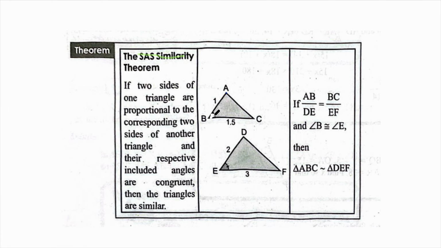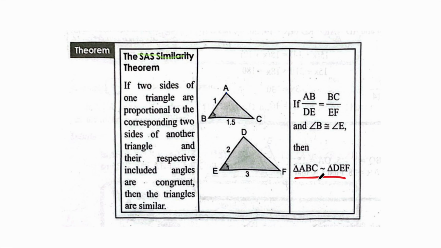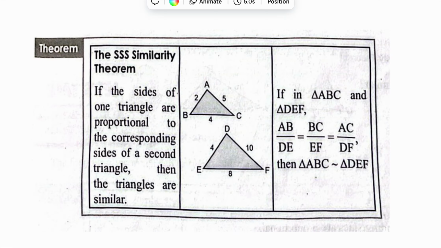angles, like in here, they have the same or congruent angles, then we can finally say that these two triangles are similar. Okay? When the proportion or the ratio of these sides is the same and they have the same angles, then these two triangles are similar. Okay? That is the side angle side similarity theorem.